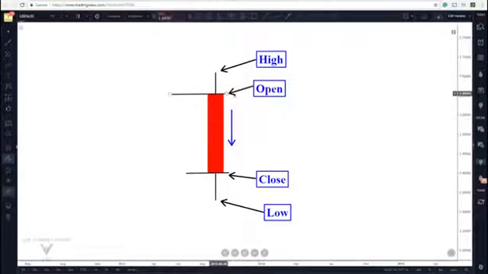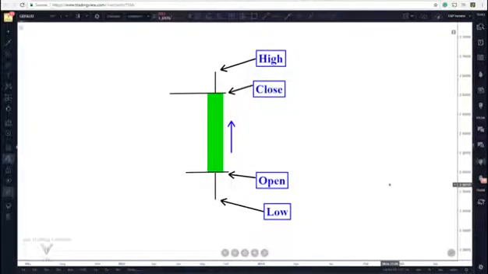For a bearish candle, the close will always be below the open or on the bottom of the body of the candle, and for a bullish candle, the close will always be on top of the body or above the open of the candle. Alright, so now that we've quickly been over the anatomy of a candlestick, let's jump into what these candlesticks actually represent. And then later on, we'll discuss how we can use candlestick charts to predict market direction.